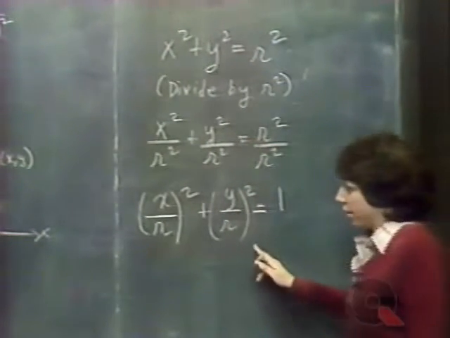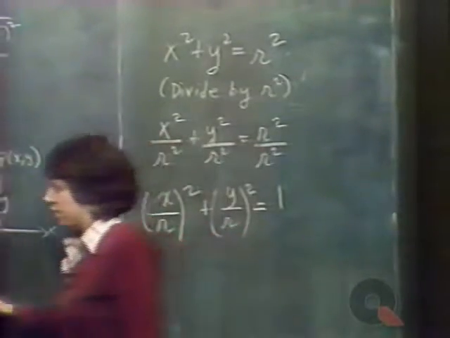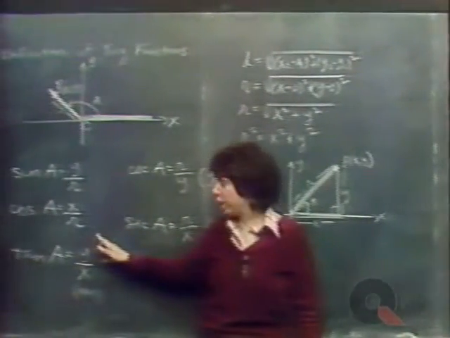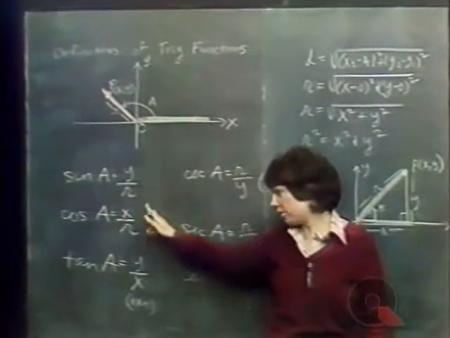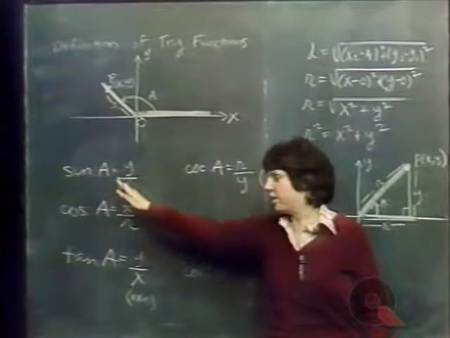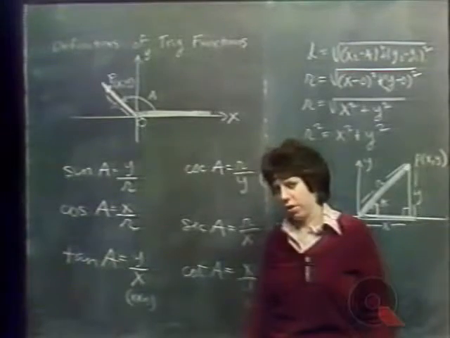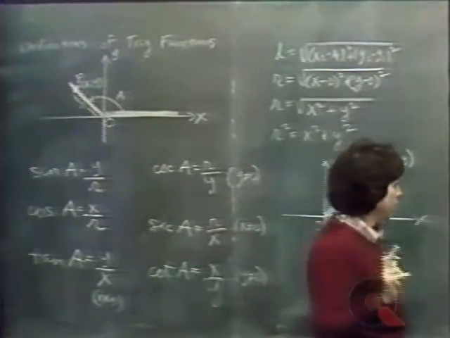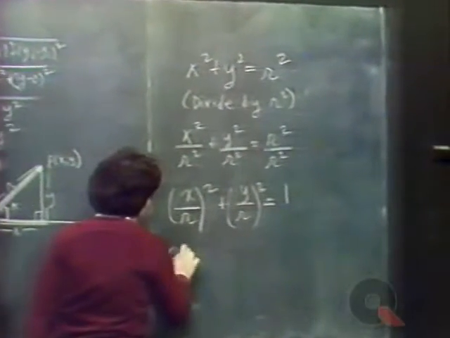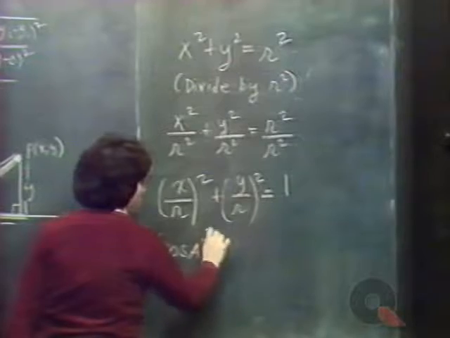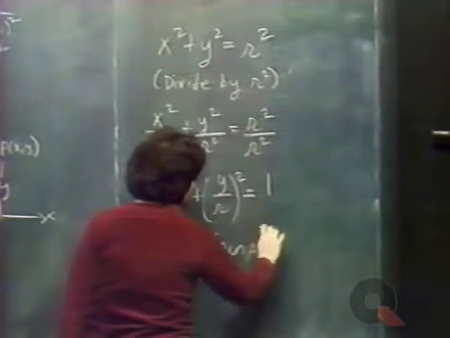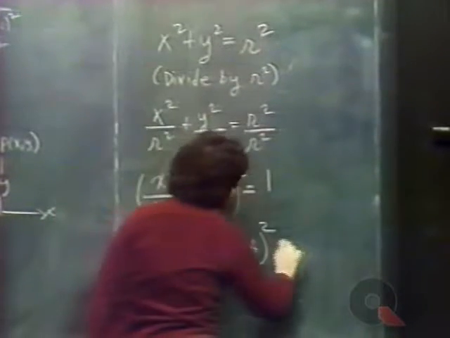Now going back to our definitions, notice that x over r is cosine of A and y over r is sine of A. Okay, bearing that in mind, let's go back here. X over r, that's cosine of A, squared, plus sine of A squared, y over r squared, equals 1.